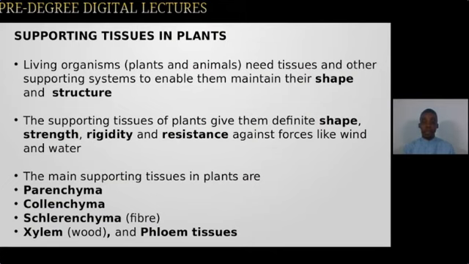So plants and animals, and indeed all living organisms, need tissues and other supporting systems to enable them maintain their shape and structure. In plants particularly, these supporting tissues give them definite shape, strength, rigidity, and resistance against forces like wind and water. So the main supporting tissues in plants include parenchyma, collenchyma, sclerenchyma, and then the xylem and phloem tissues, which are also the vascular bundles.